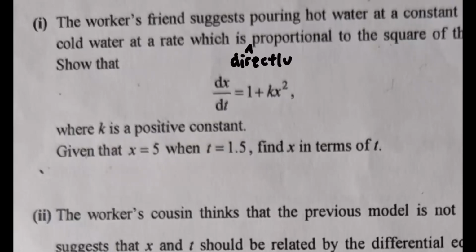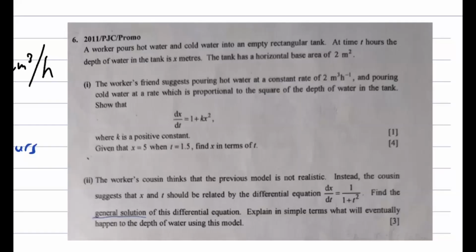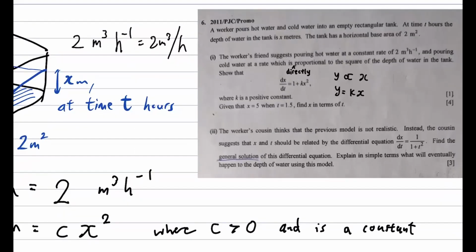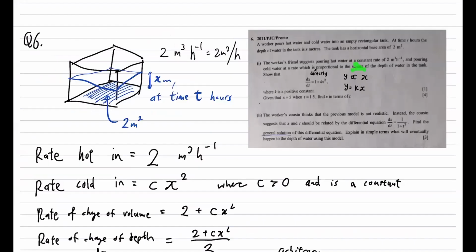Throwback to secondary school E-math. Let's say you got y is directly proportional, this is the symbol for directly proportional, to x. What's the equation? Y equals? Kx. Exactly. Good, you remember. Okay, then proportional to square of the depth of water in the tank. So you want to show that dx by dt equals 1 plus kx squared.